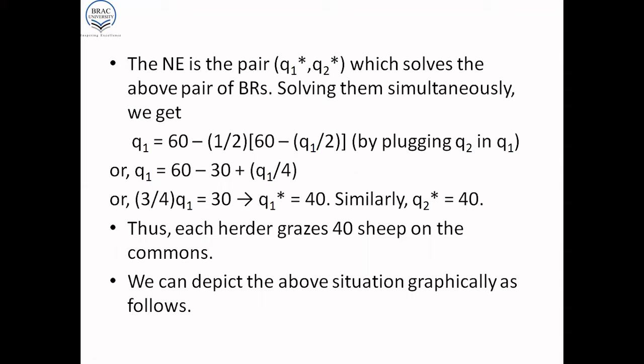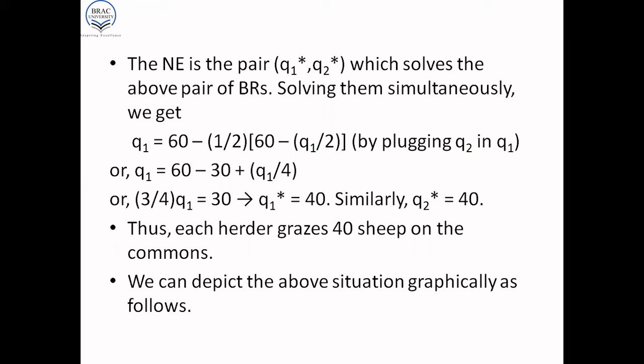So the Nash equilibrium would be the pair Q1 star, Q2 star, which solves the above pair of best response functions, right? And you solve them simultaneously, in any way you wish. What I am doing is plugging Q2 into Q1. So Q1 is equal to 60 minus half times (60 minus Q1 by 2). From this equation, you can solve for Q1, and you will get Q1 star is equal to 40. Similarly, you can solve for Q2 star, and that would be equal to 40 as well.